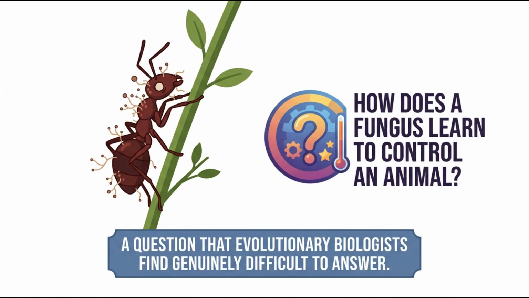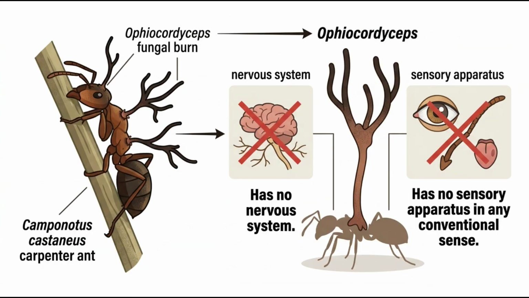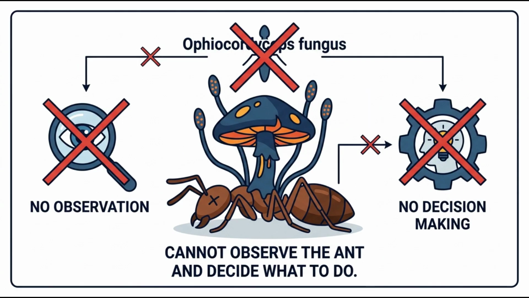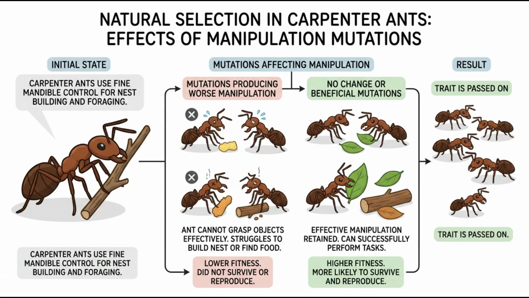How does a fungus learn to control an ant? The fungus has no brain. It has no nervous system. It has no sensory apparatus in any conventional sense. It cannot observe the ant and decide what to do. The control emerged through natural selection. Mutations that produced slightly better manipulation survived and reproduced. Mutations that produced worse manipulation did not.